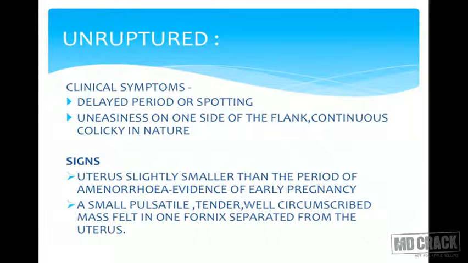How will unruptured ectopic present? The symptoms will not be that shocking. Usually she'll give history of delayed period, maybe some spotting, uneasiness on one side or on the flank, and continuous colic in nature, the pain would be there. Signs: the uterus is slightly smaller than the period of amenorrhea because it's not growing inside the uterus. A small pulsatile, tender, well circumscribed mass will be felt in one fornix, which is separate from the uterus. So this is a pregnancy which is growing in some other site than the uterus, but yet the site is not ruptured.